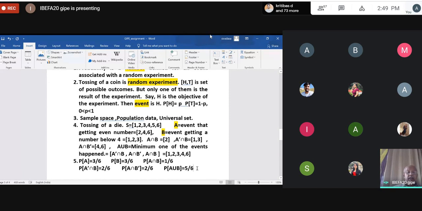Can anyone tell me what is common when I explain probability of all combinations of A and B? Can you repeat the question? Yes. What is common in defining these probabilities?